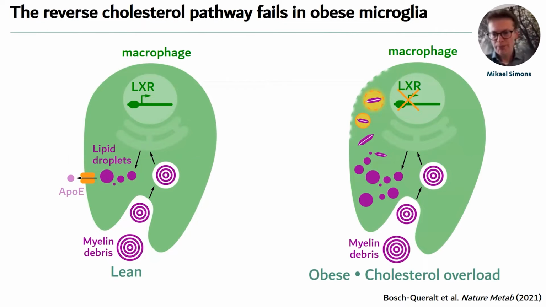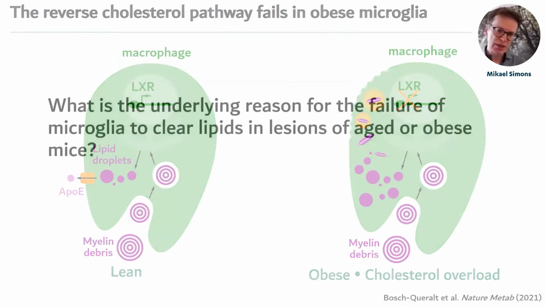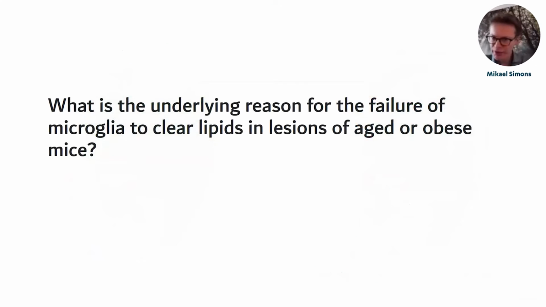We also found that treating these mice with LXR agonist could completely rescue the phenotype. There were some differences between aged and obese mice, but in general, the pathology had very many similarities. So this raises the question: what is the underlying reason for the failure of microglia to clear lipids in lesions of aged or obese mice?